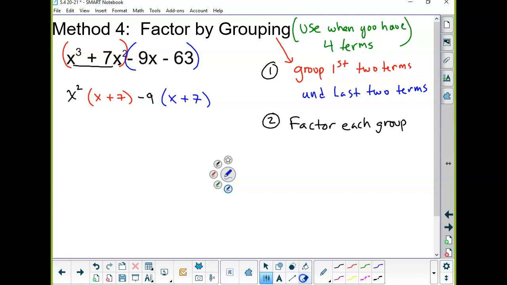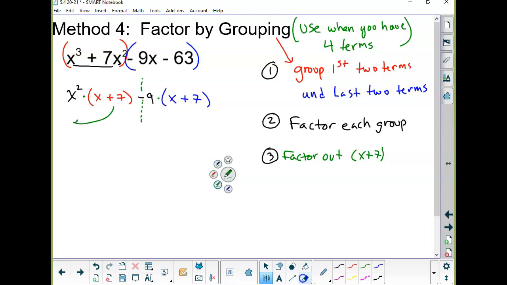Now here's the tricky part. Okay. When you look at this, you have a multiplication minus a multiplication. Some students like to think of this as a left side and a right side. What does the left side have in common with the right side? X plus 7, right? So now we're going to factor out, because it's common, the x plus 7. Now, it won't always be an x plus 7, but we're going to factor that out.